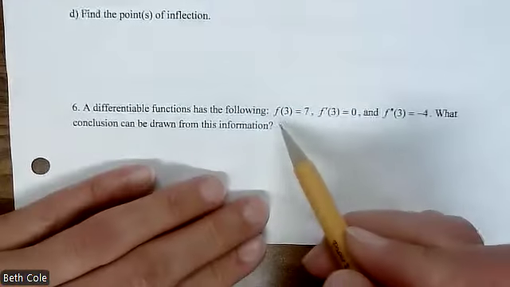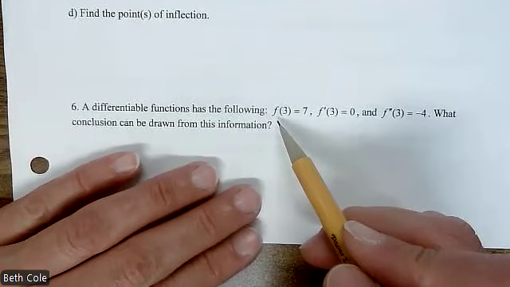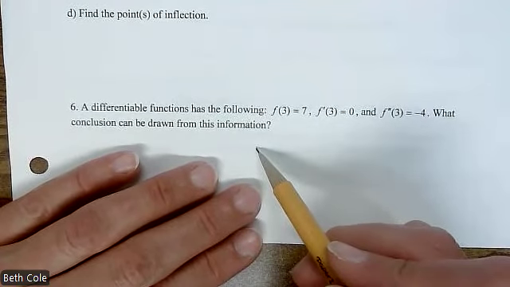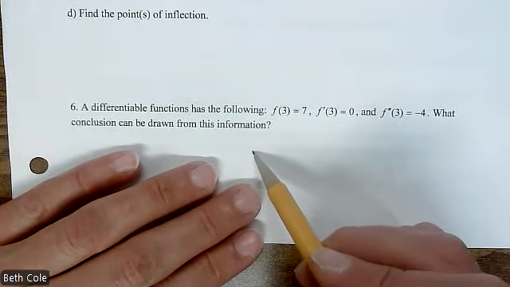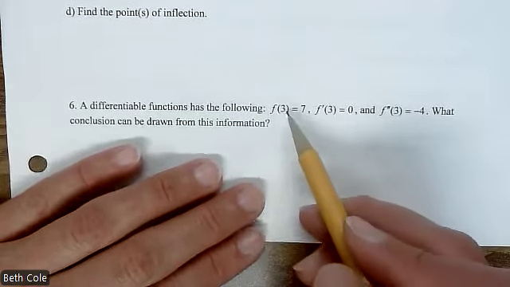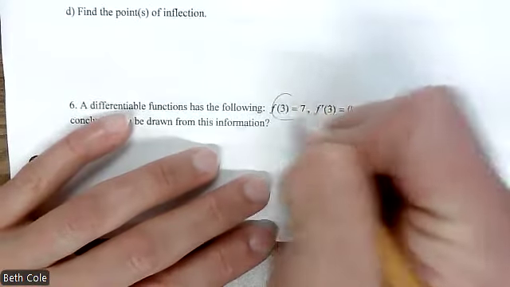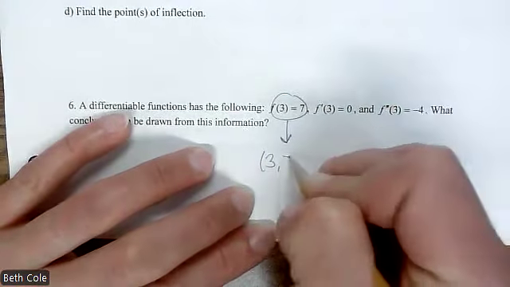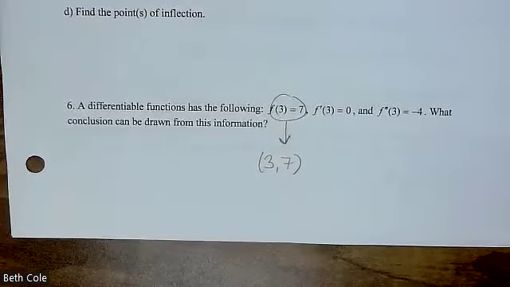So number 6. I actually really like this question. It's not hard and there's really no work, but you have to know your stuff, okay? F of 3 equals 7. All that means is the point (3, 7) exists on the graph. That's all that means. I always write everything as an ordered pair.